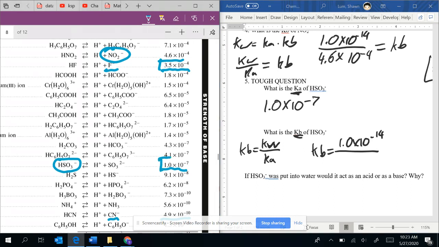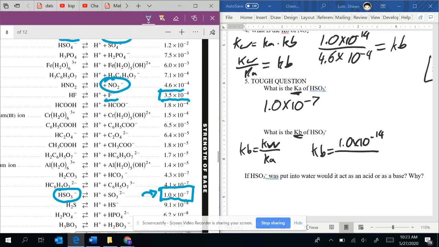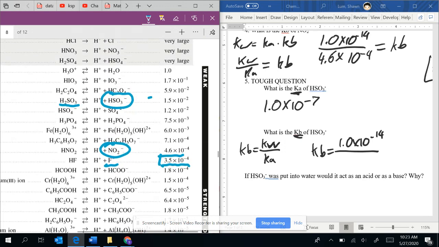I do not use this number. This number we do not use because I need to find HSO3 minus when it's on the base side. So that's the one I'll be using, this number right here. So now I'm going to be plugging in the conjugate acid of this HSO3 minus. And remember, this is on the base side. So this is the one that I need to use. So I'm going to be putting in this number, 1.5 times 10 to the negative 2.